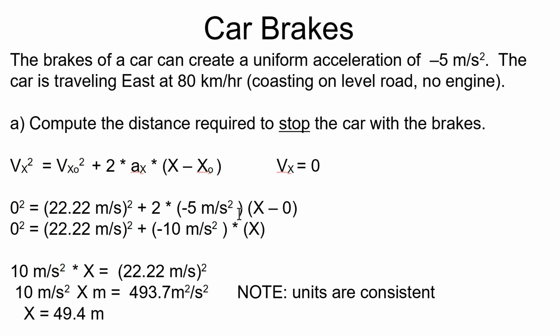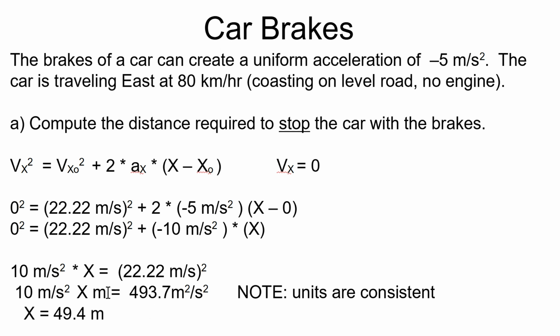And you might want to pause the video and pull out your calculator and double check my work here. I think 2 times minus 5 is minus 10. And then I move this term to the left side, adding 10 meters per second squared times x to both sides. So we now have 10 meters per second squared times x equals 22.22 meters per second squared. When I square this on the right, I square the number, and I also square the units. So meters squared over second squared.